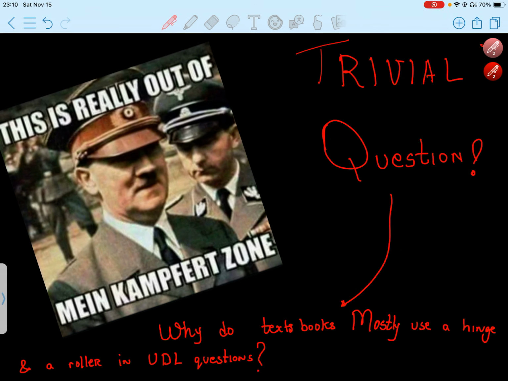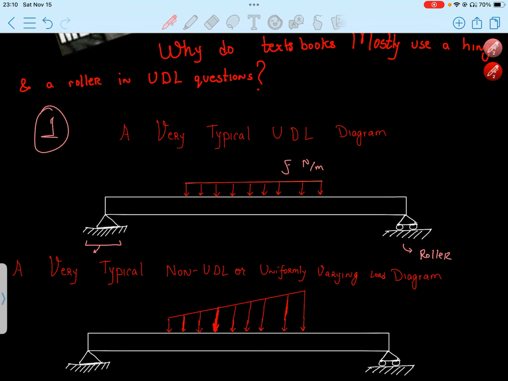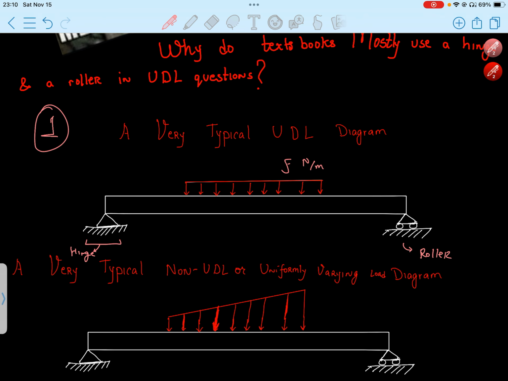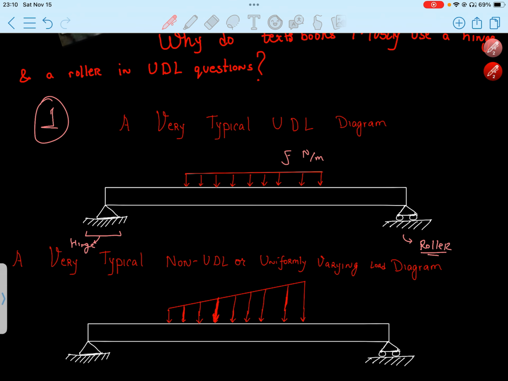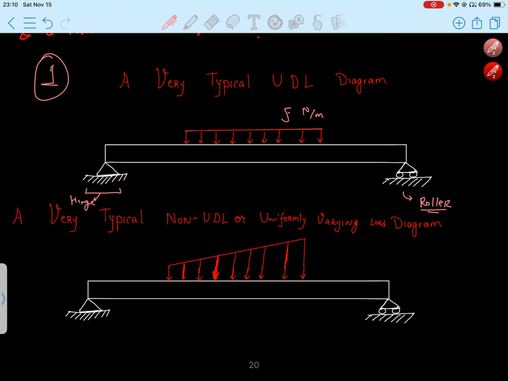Mind. So, today we have landed upon a really trivial question. Why do textbooks mostly use a hinge support and a roller support in UDL and uniformly varying load questions? Now, you may not have noticed, but many textbooks, in fact almost all of them, use a simple hinge support at one end and a roller support at the other end of a UDL question. And the same is the case for our non-UDL questions.